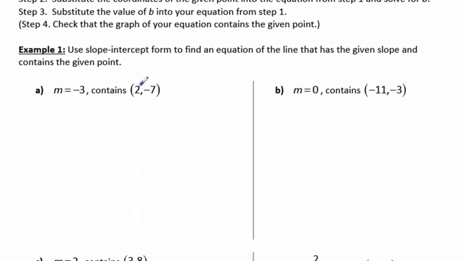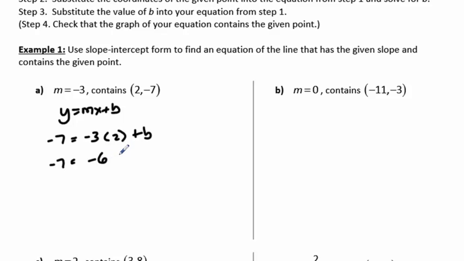We know that y is equal to mx plus b. And our ordered pair is 2, negative 7, so the y value is negative 7. The m value is negative 3, and the x value is 2. Let's go ahead and solve for the b value. So negative 7 equals negative 3 times 2, which is negative 6, plus b. And if you add 6 to both sides of the equation, you'll get that negative 1 is equal to b.